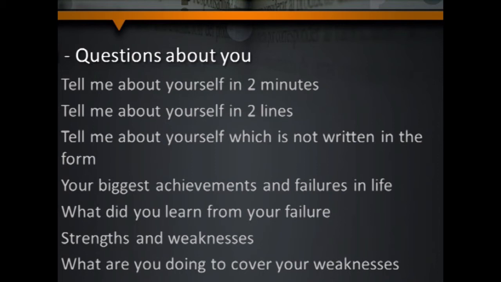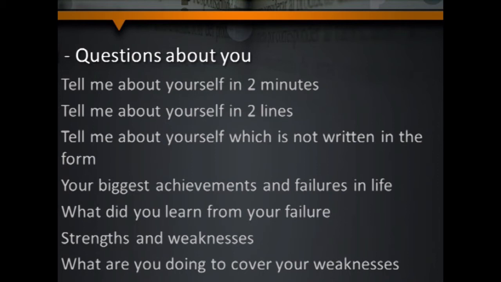Then what are you doing to cover your weaknesses? Obviously, this should be covered in your weakness answer. Even if they do not ask you, I would suggest you say, sir, this is the weakness, but I have understood it. Because when you are saying this is my weakness, it means that you have realized and found out. Then what exactly are you doing? If you're still doing nothing about it, then it shows you in a bad picture. That's not something you should admit. So what you should say is, sir, I'm working on it.